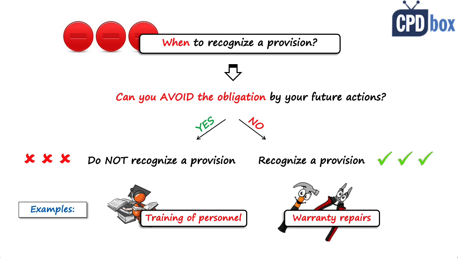For example, if you promise warranty repairs when selling some products to your customers, then you must make a provision for expected costs associated with warranty repairs.